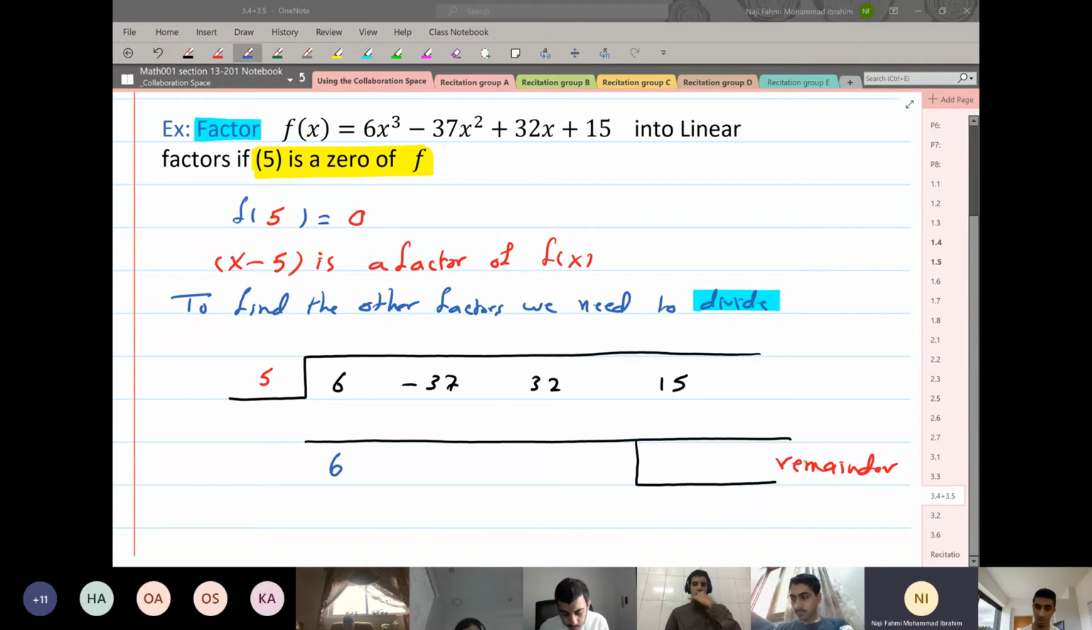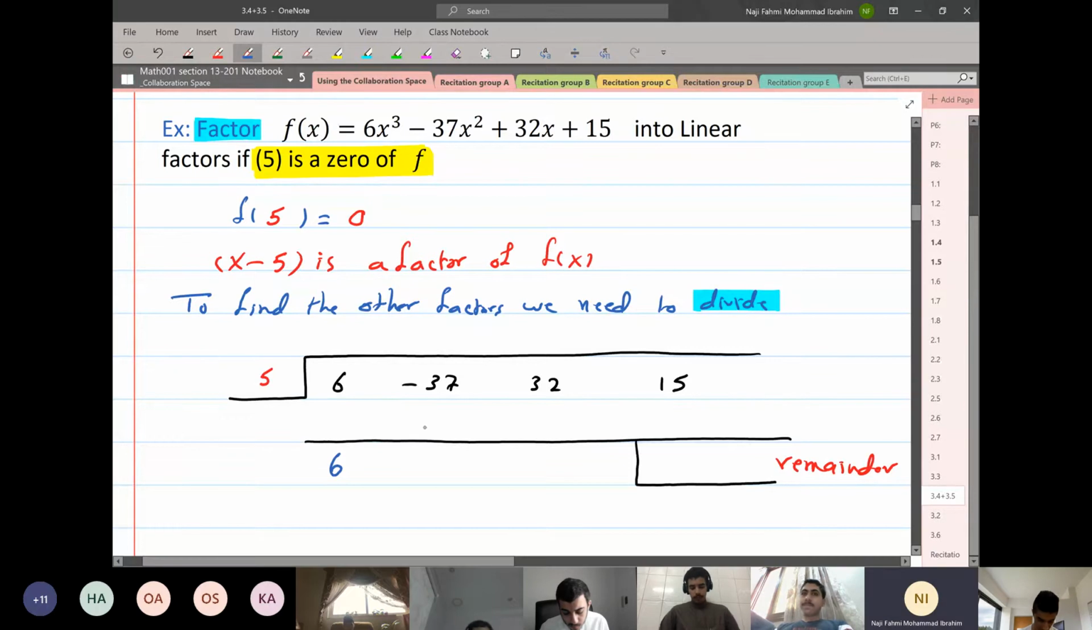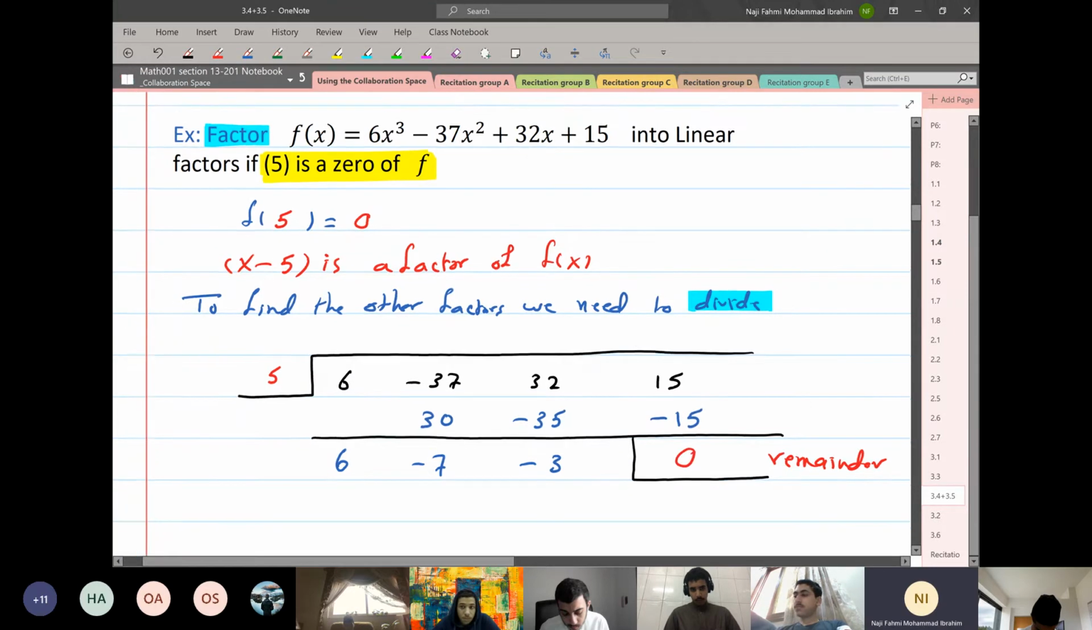Muhammad Al-Galaf, give us the numbers. 30, minus 7, minus 35, minus 3, minus 15, and the remainder is 0. Thank you. Now, of course, the remainder should be 0.